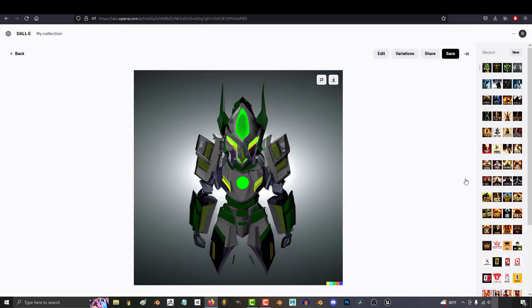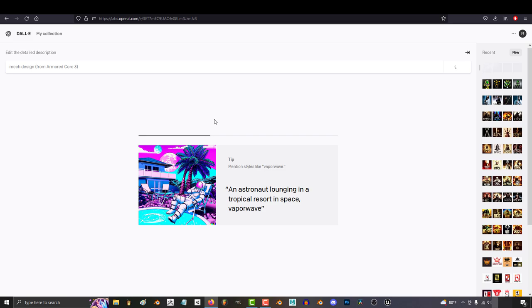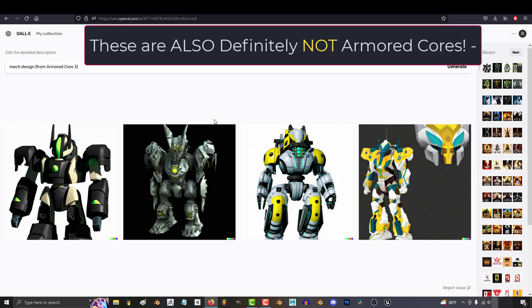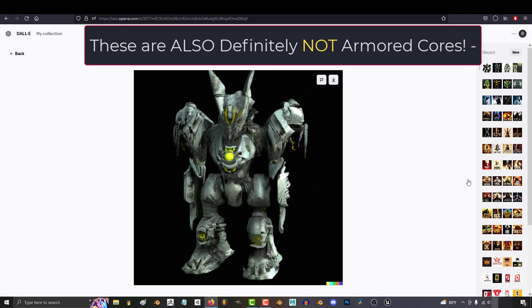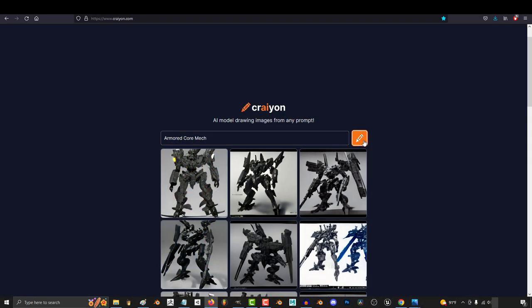So, remember the Armored Core test. If you type in Armored Core and it just pumps out real parts, then you know it's just copying images and spitting them out. But if it makes up its own parts, you know it's imagining and creating new ideas. That is how you know if an AI is stealing or creating.